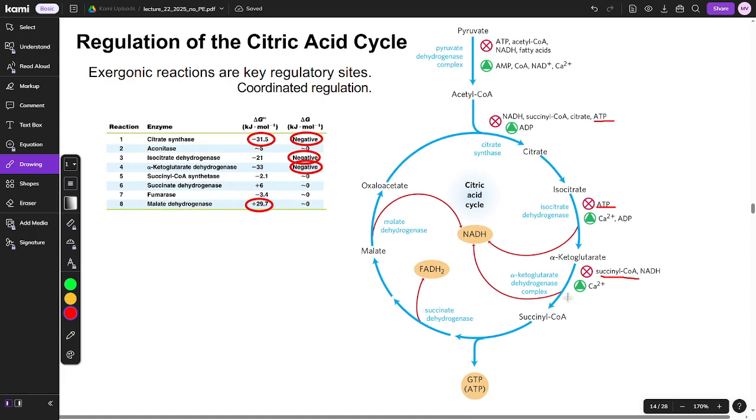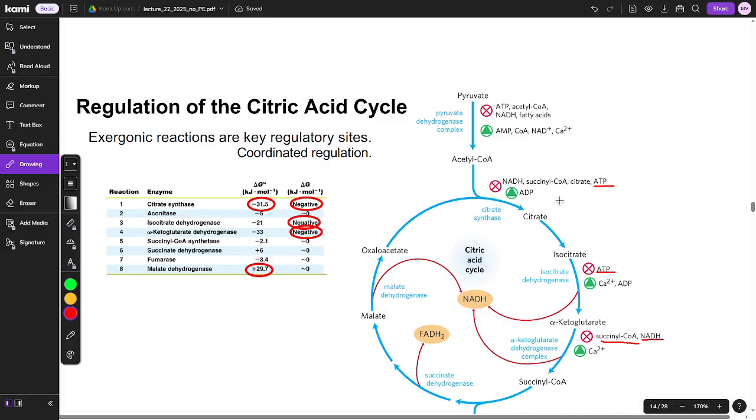Succinyl CoA. Succinyl CoA is a product over here, right? That's like a feedback inhibition. Oh wait, not over here. Sorry, it's literally right there, and I can't see it. Succinyl CoA literally goes back and does feedback inhibition, right? And then NADH, right? These are things that suggest that their energy is high.